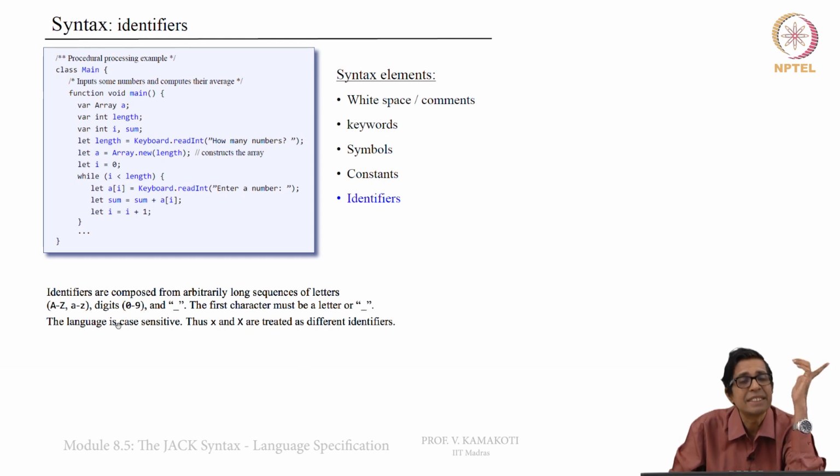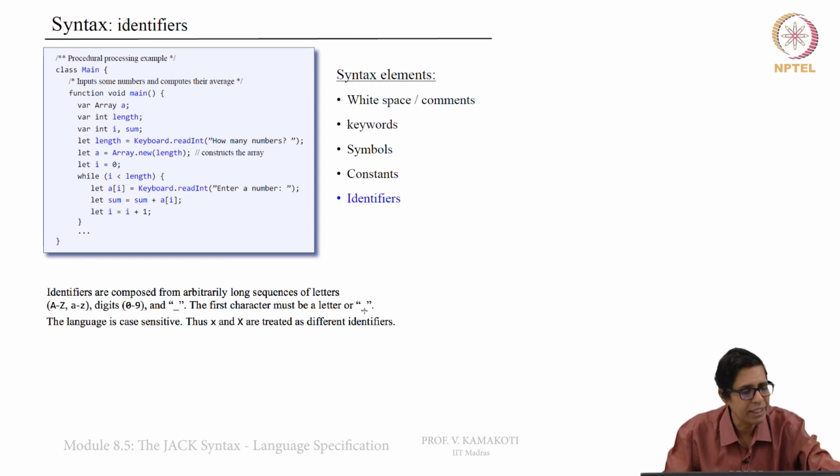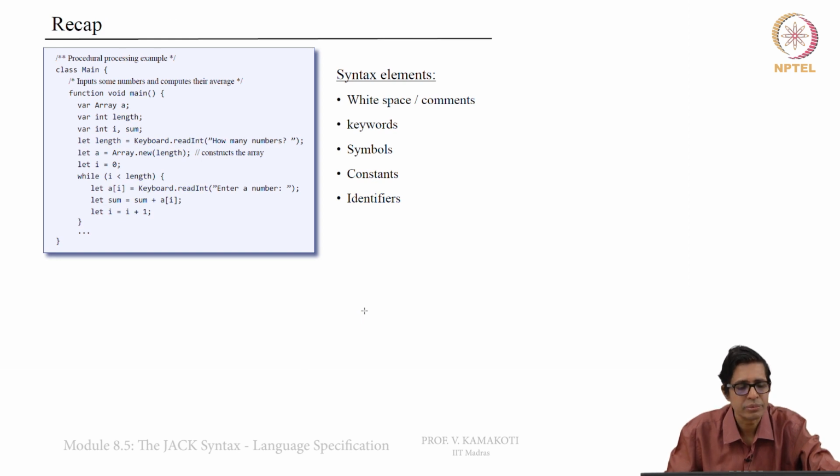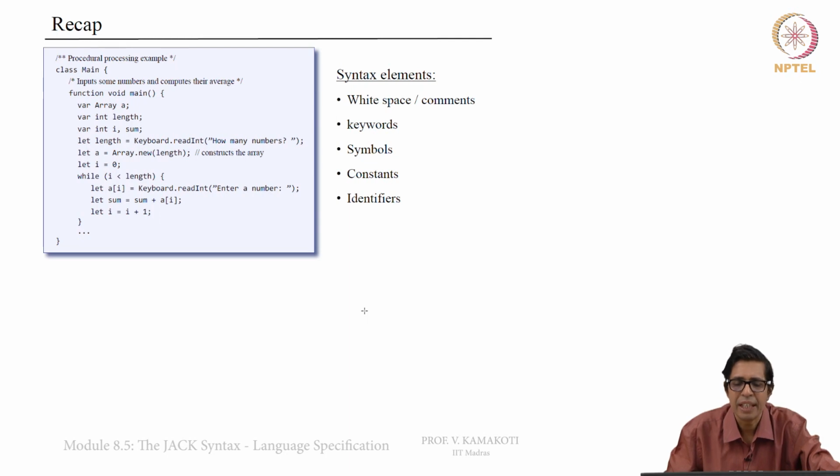The language is case sensitive. So, small i is different from capital I. Thus, x and X are treated as different identifiers. So, this is about identifiers. So, essentially these are all the syntax elements: keywords, symbols, constants and identifiers.